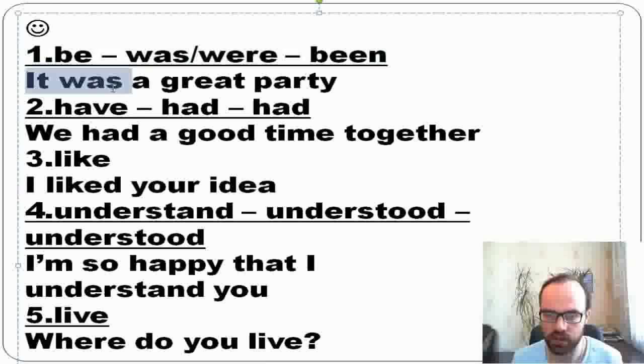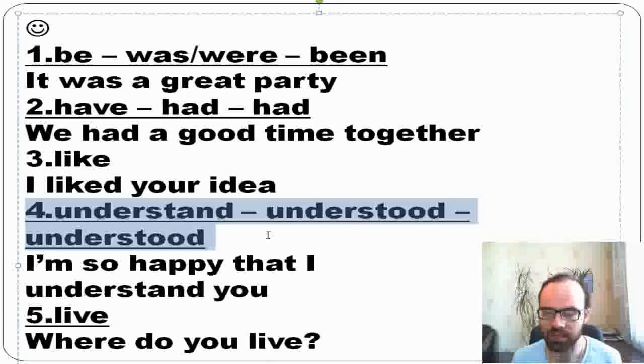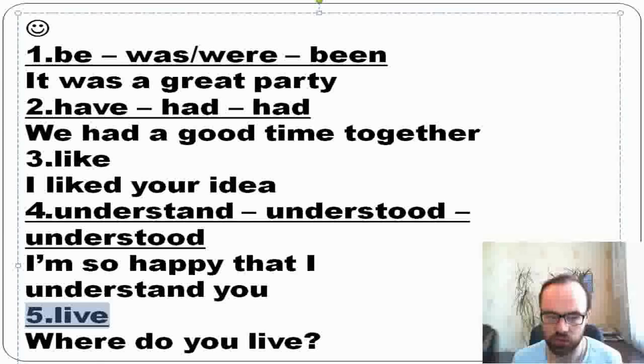It was a great party. Have, had. We had a good time together. Like: I liked your idea. Understand, understood. It's also an irregular verb. I'm so happy that I understand you, so I hope that you can say so. Live. Where do you live?